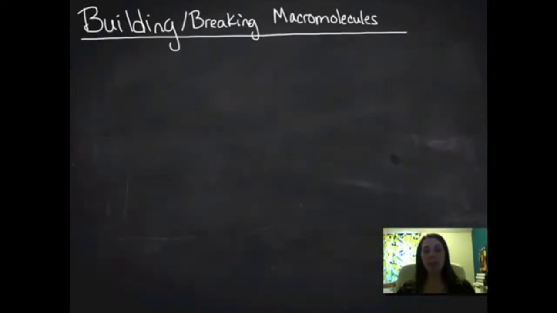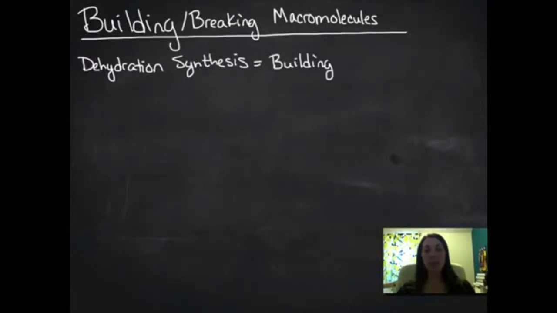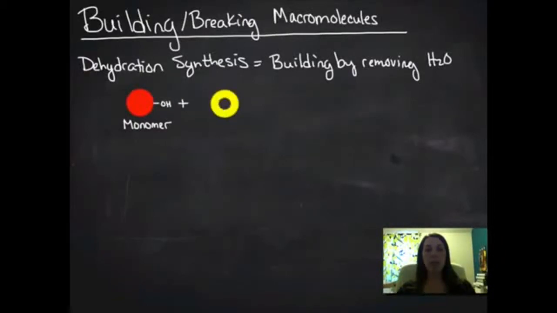So I'm going to build or break down my macromolecules through one of 2 processes, and these should be familiar to you from chemistry. The first that we're going to cover is dehydration synthesis. Synthesis means I'm building, and I'm building by removing water specifically. So I'm going to take a monomer, and then I'm going to take another monomer. And if you look at these monomers, when we're looking at these biological molecules, it's very common to have a hydroxide group, an OH, and then a hydrogen on an opposite side.